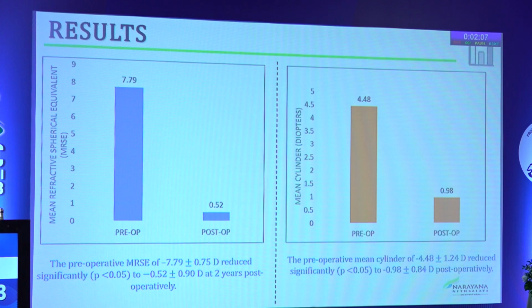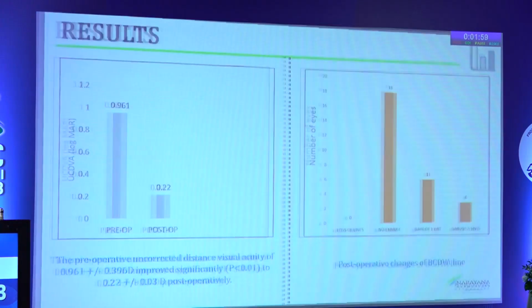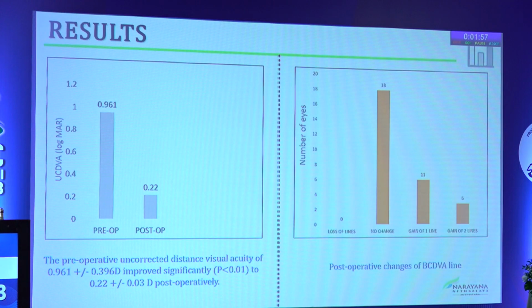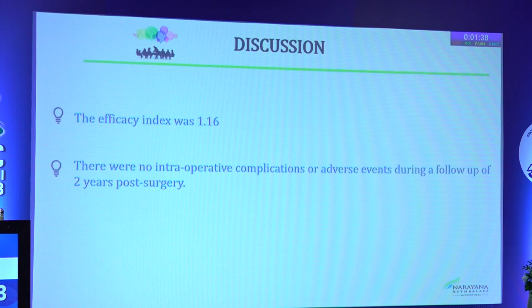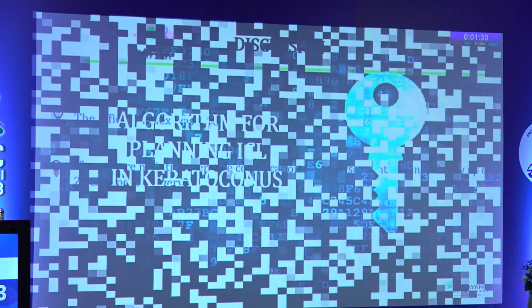The preoperative mean refractive spherical equivalent and the preoperative mean cylinder were found to significantly reduce when we checked them at 2 years post-procedure. The uncorrected distance visual acuity improved significantly postoperatively. Also, we found that for the best corrected distance visual acuity, there was no loss of lines in any of the eyes. 18 eyes showed no change, whereas there was a gain of 1 line and 2 lines in 11 and 6 eyes respectively. The efficacy index was found to be 1.16, and there were no intraoperative complications or adverse events during a follow-up of 2 years.